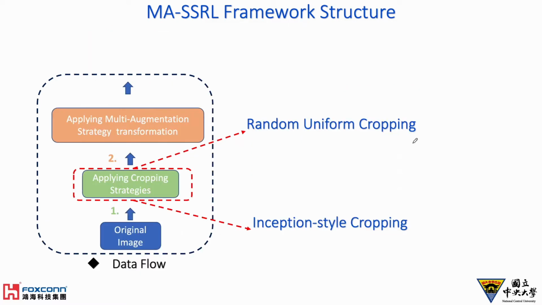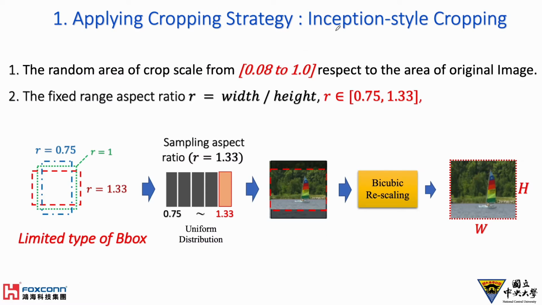So first is the cropping strategy. In the MA-SSRL framework, we investigate 2 different cropping strategies. One is Inception-style. The second is random uniform cropping. So what is Inception-style cropping? Inception-style cropping includes 2 main properties. One is the area of the crop. The second is the aspect ratio of the crop. The area of the crop will randomly select a value in the range of 0.08 to 1, with respect to the size of the area of the image.